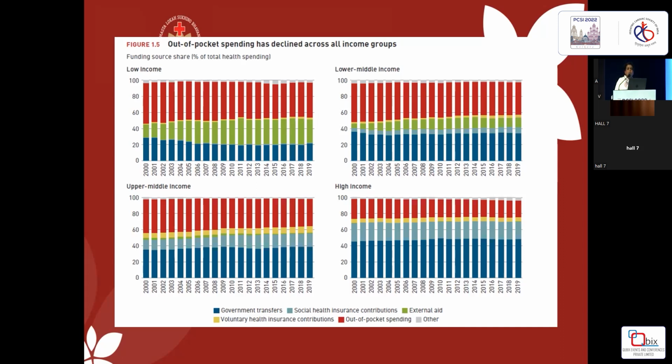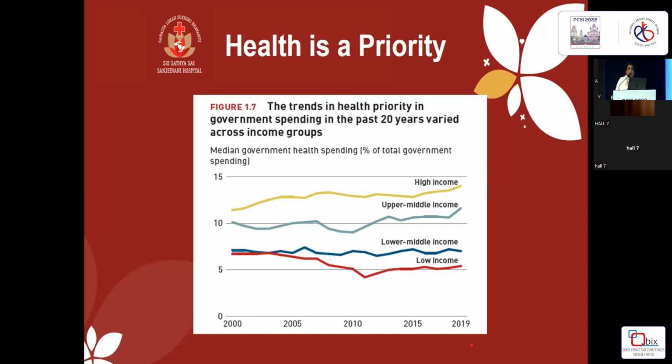So the WHO has classified countries into 4 groups: low income, low middle income, upper middle income, and high income groups. And if you look at the graphs on all the sides, the red bar seems to be diminishing, and we hope that the bar continues to diminish, and we find more and more avenues to help our patients. So why does this healthcare system work?